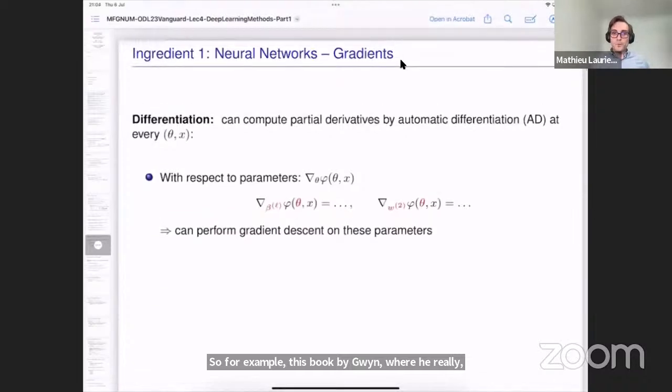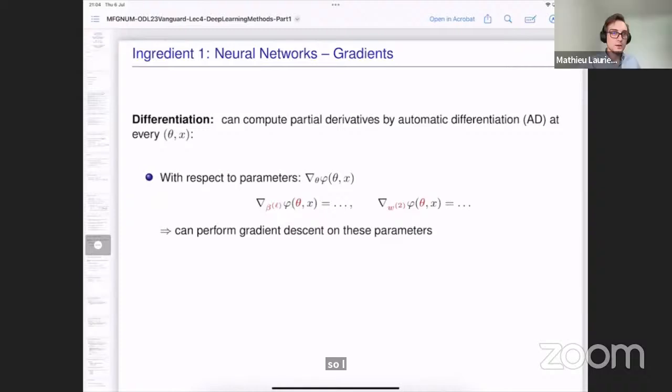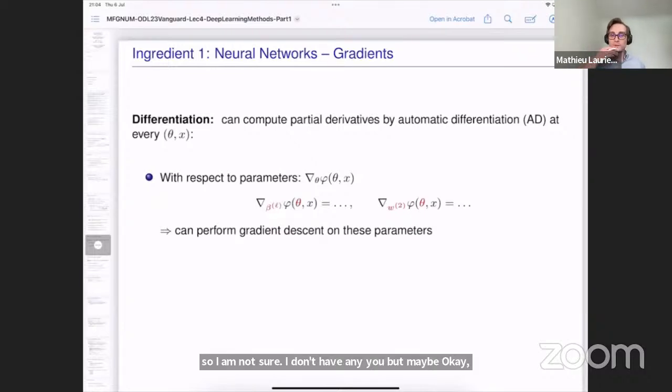One thing that is nice. Sorry, I see there is a message in the chat. What is the loss function U takes? I am not sure. I don't have any U, but I will be more precise about the loss function when I solve mean-field control. So I think it will be more precise very soon. Otherwise, feel free to ask me the question again.